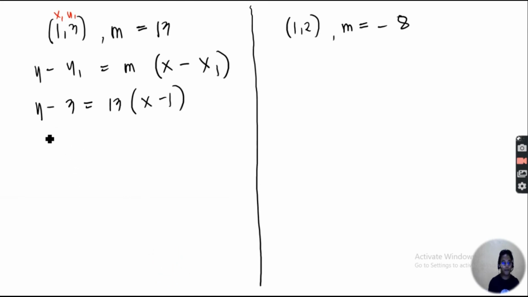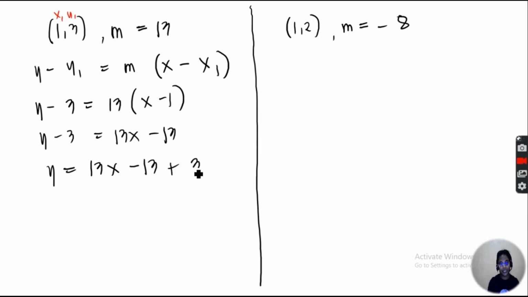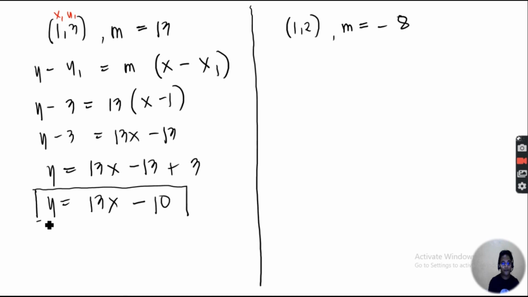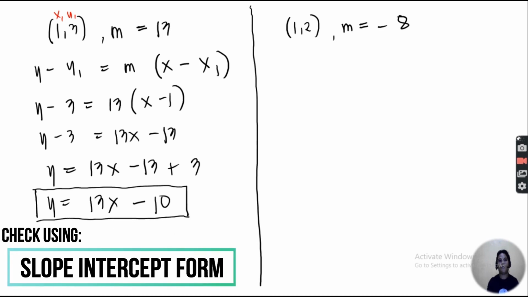So, simplify po natin. Y minus 3 is equal to 13x minus 13 by distributive property. So, writing the equation in slope-intercept form, we have y is equal to 13x minus 13 plus 3. So, y is equal to 13x minus 10 po. So, ayan po. So, you can check if this equation is true using the point-slope form po.